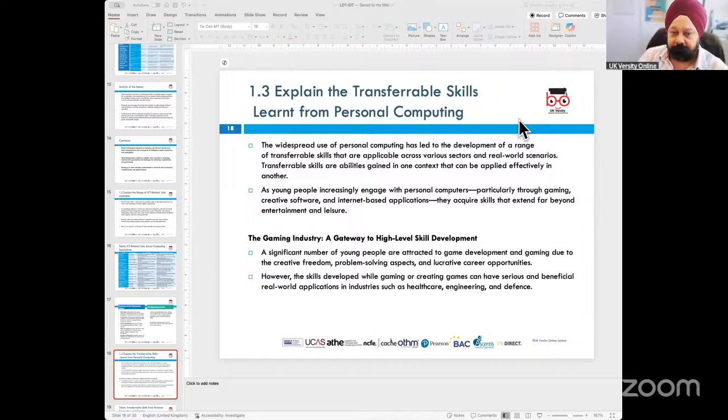Correct. Yeah. Now, the third assessment criteria talks about transferable skills learned from personal computing. Now, there are lots of different skills which people can pick up while using computers. One such example which is given is that a lot of kids today do a lot of gaming on Xbox and PC. Now, this is a skill which could be useful for them in the future. Can you think of reasons why this will be useful for the kids in the future?